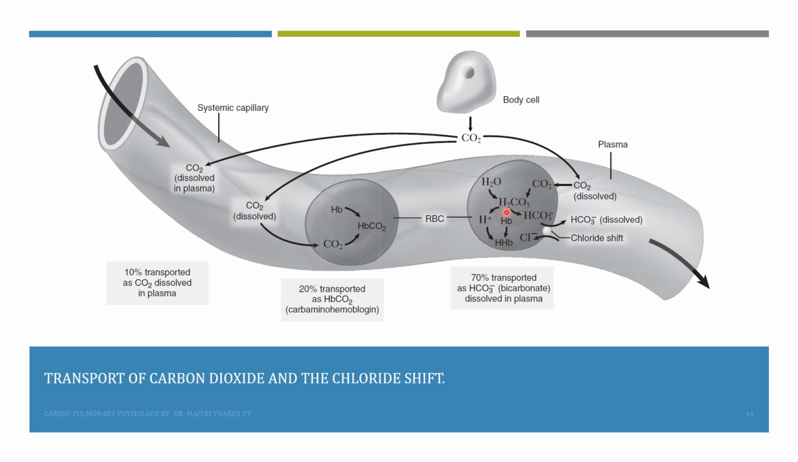Now this H2CO3 is a very unstable substance, so it will form H+ and HCO3-. They both will separate. Now this H+ will bind with the hemoglobin present in red blood cells, and the HCO3- will go into the plasma and get dissolved.